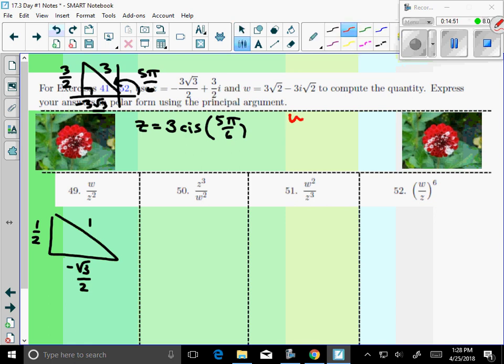Now w. Do you see a 45, 45, 90 triangle? I do too. Let's figure out the hypotenuse. 3 root 2, negative 3 root 2. I'm seeing a 6. Are you? Oh, you want me to draw another triangle, Mr. Ludd. I want another one.